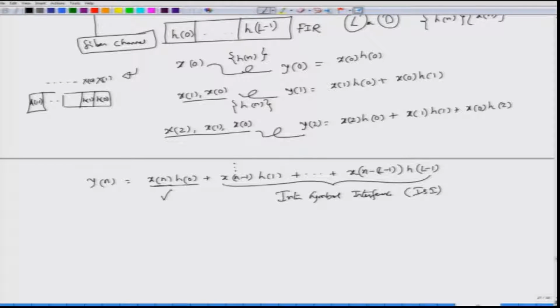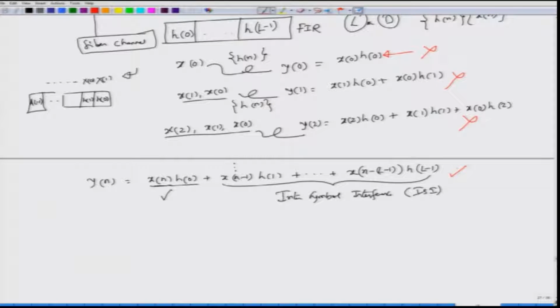But let us revisit our assumption a little bit. Are we really correct in saying that y of 0 will be x of 0 into h of 0? Well, we will be wrong. This is not exactly correct. This is also not correct.